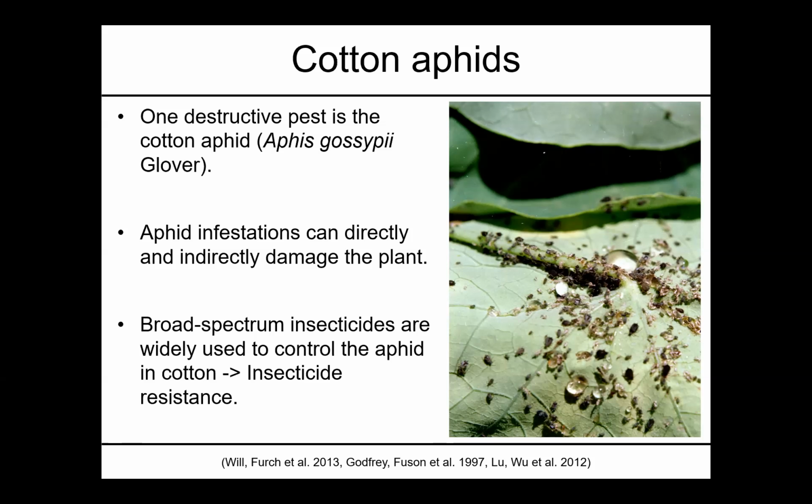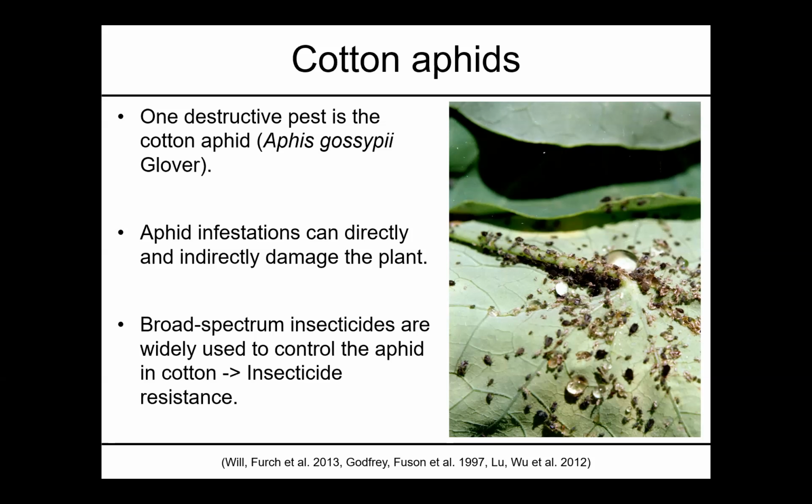The direct damage is because they consume the phloem sap, and this will decrease the plant growth and development. And the indirect damage is due to the aphids being vector for virus transmission and contamination of mold, promoted by the honeydew.